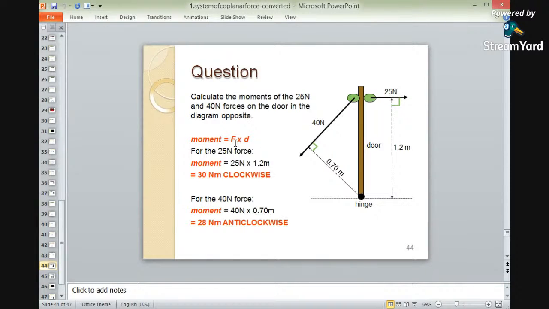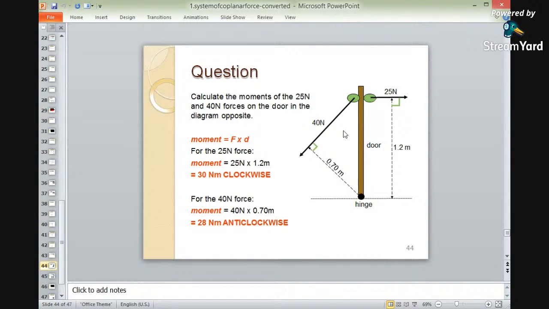So what is moment? Again, same, force into distance. First we will calculate for this 25 newtons. For the 25 newton force, moment is equal to 25 newtons into the distance of 1.2. In simple multiplication, 25 into 1.2 comes to be 30 newton meters. That is clockwise, because it is moving clockwise. Therefore, we are considering this as clockwise.